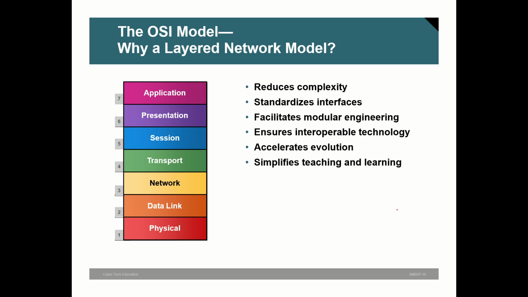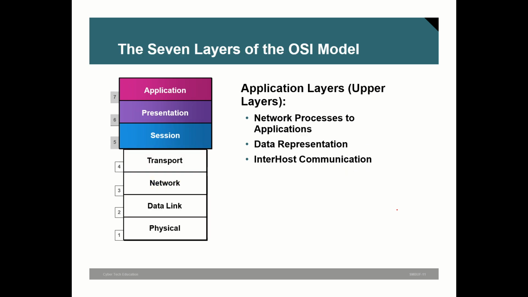It reduces complexity and standardizes the interface. It facilitates modular engineering, ensures interoperable technologies, accelerates evolution, and simplifies teaching and learning. So that's the reason why we have networking layers. Okay, so the seven layers of the OSI model.